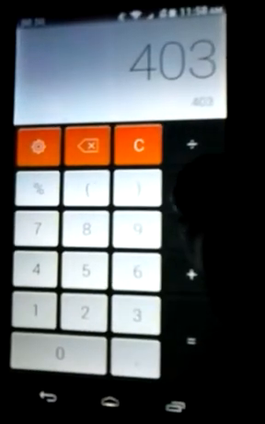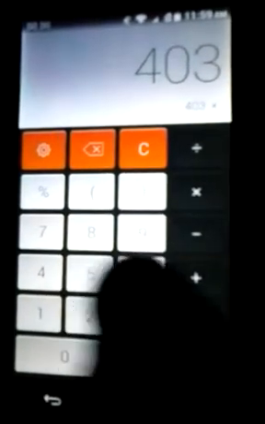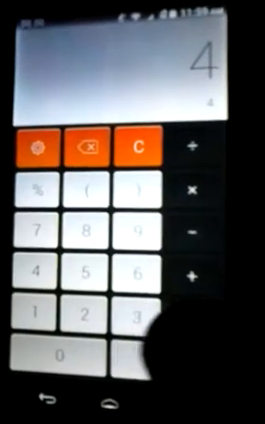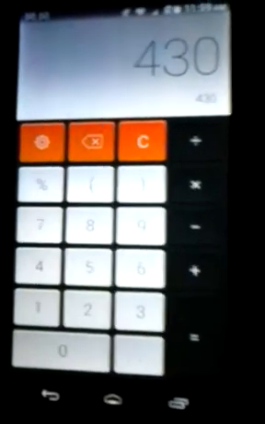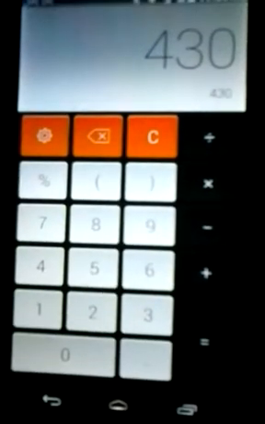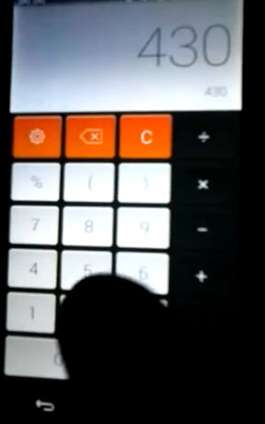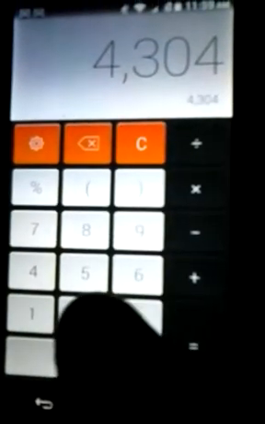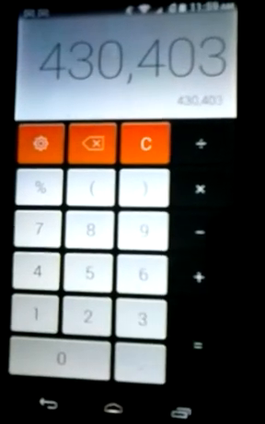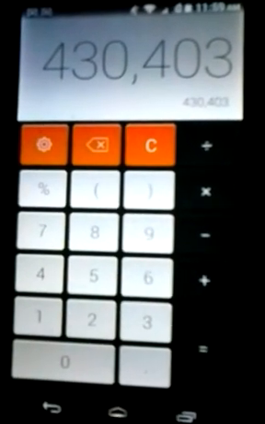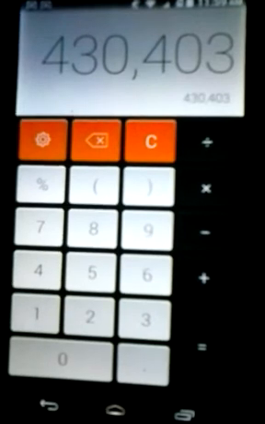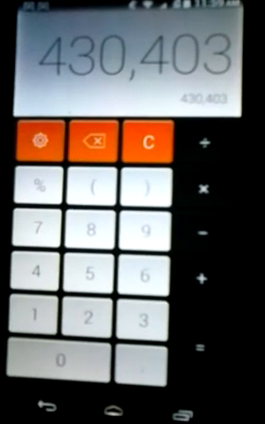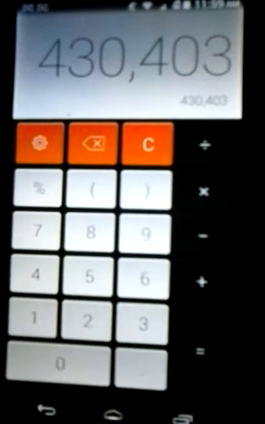Okay. Here is the number 403 times 5, 2015. Here is the number 430. The same numbers as 403, but changed around a bit differently. Wouldn't you say so?